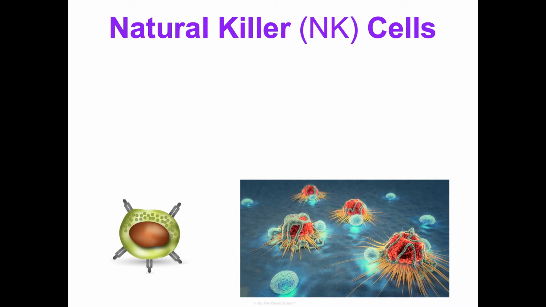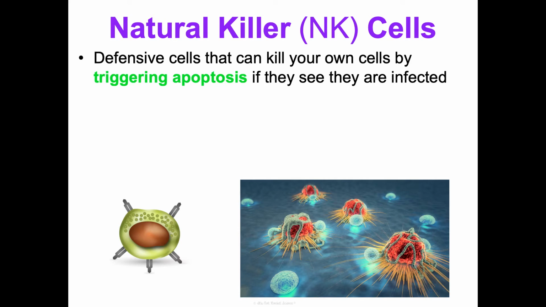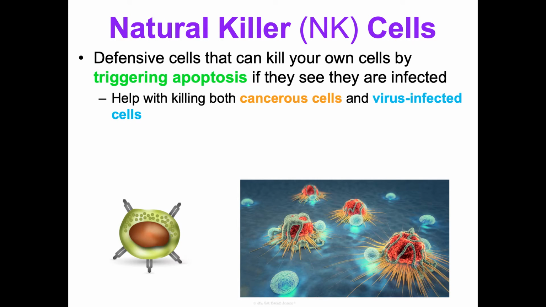All right, natural killer cells are the other type of defensive cell I wanted to mention, NK cells. These defensive cells can actually kill your own cells. Instead of eating a pathogen to get rid of it, they actually trigger apoptosis in whatever cell is marked as foreign, if they recognize or identify the cell as infected.